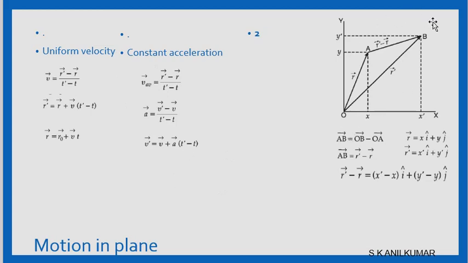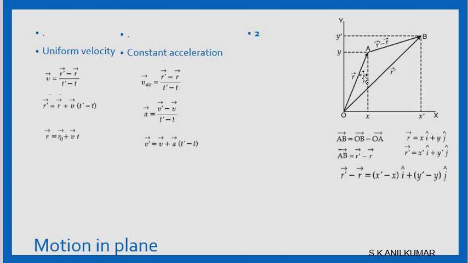How do we calculate? Take this polygon where AB equals OB plus OA. So OA plus AB is OB. What happens? AB equals OB minus OA, the resultant vectors. AB equals OB minus OA, or R dash minus R.